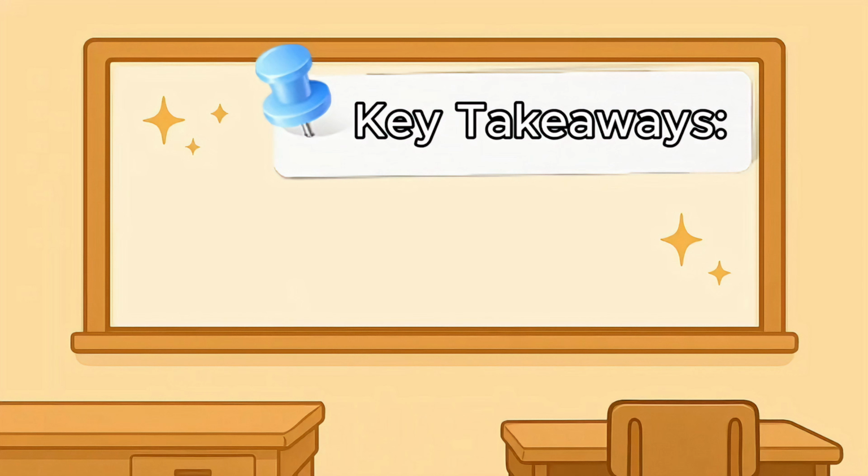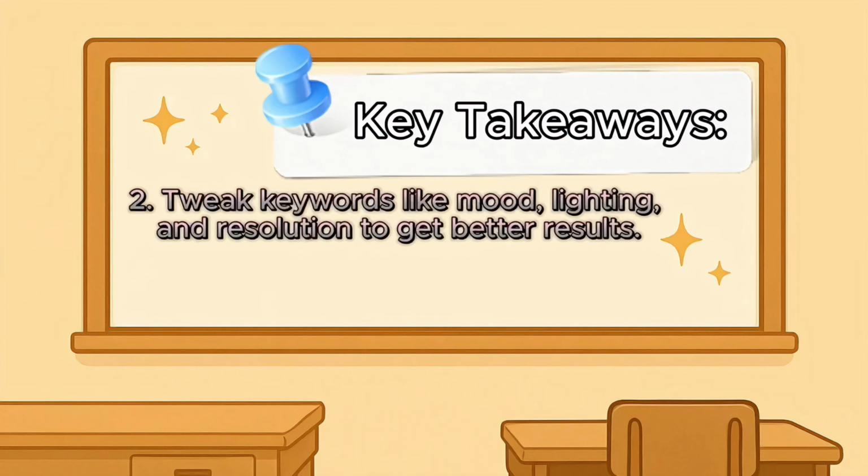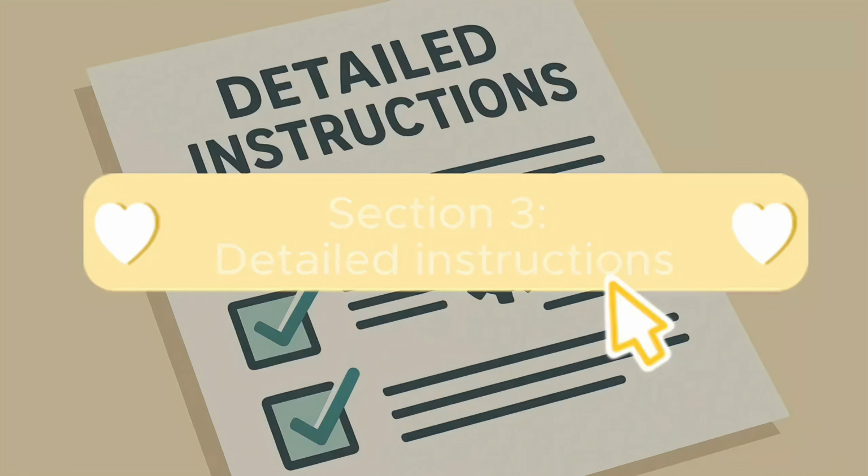So the key takeaways from this section are: 1. Use reverse prompting to generate better starting prompts. And 2. Tweak keywords like mood, lighting, and resolution to get better results. Section 3. Detailed instructions.